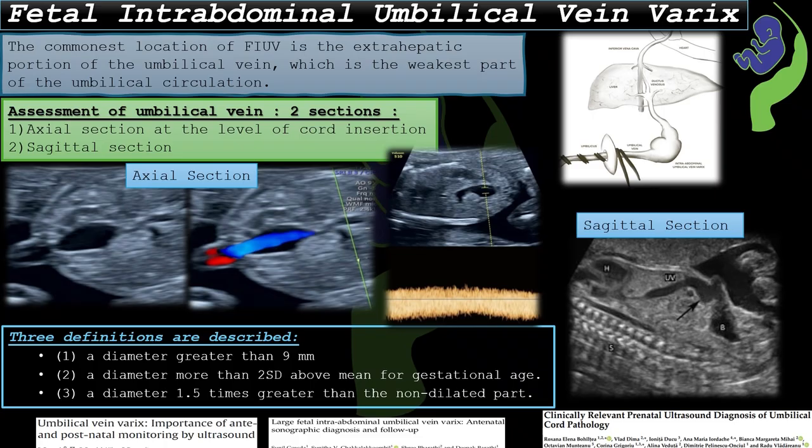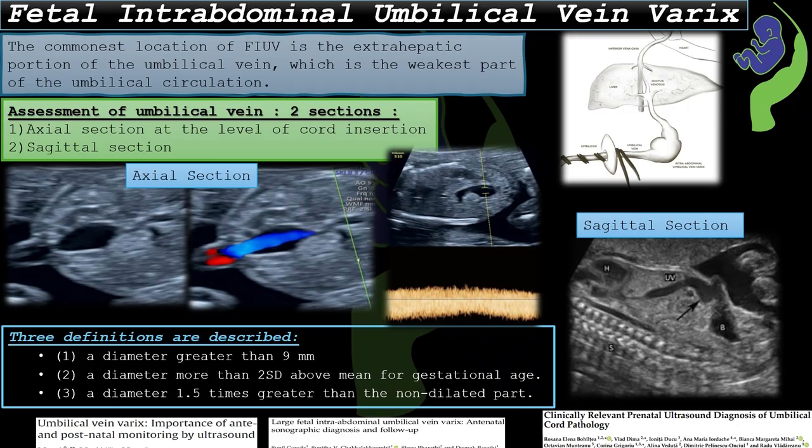Now, how to measure this varix diameter? It is to be measured from one outer edge to the opposite inner edge with electronic calipers on the axial images immediately close to the insertion of the umbilical vein into the fetal abdomen.